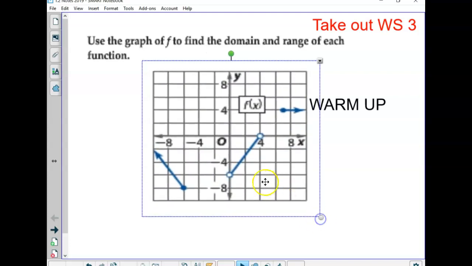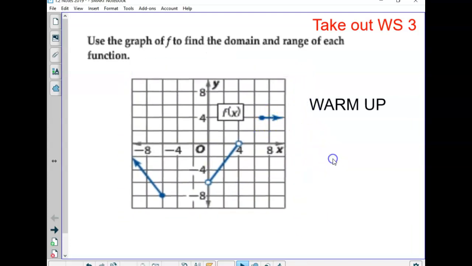Does everybody see that there's a little piece over here too? Yeah, you're smarter than me. I didn't see that. Okay.